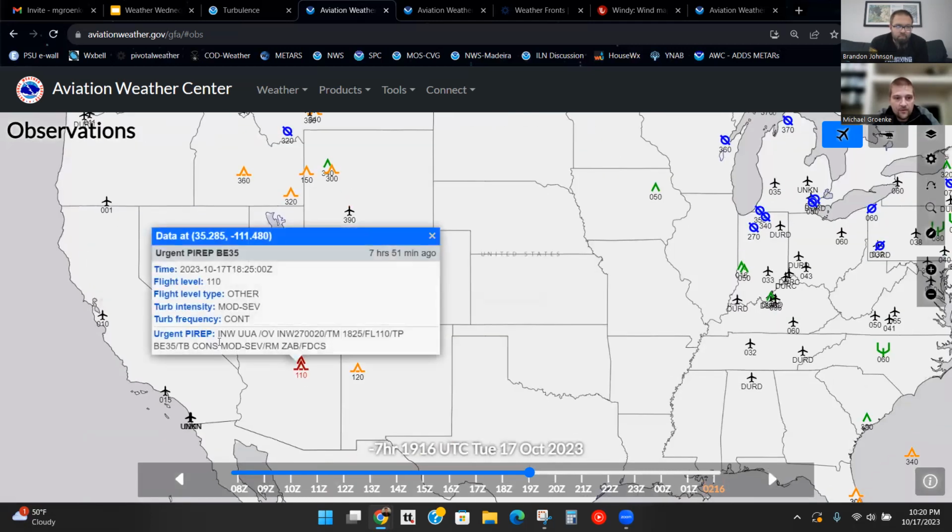Yeah, you're right. There it is. Now, it's a Beach jet, right? I think it's a Beach jet, yeah, which is not a real big airplane. And like you mentioned, it is subjective.